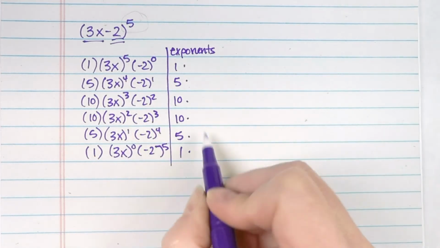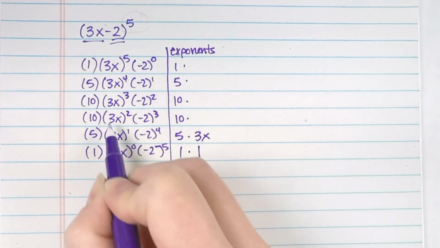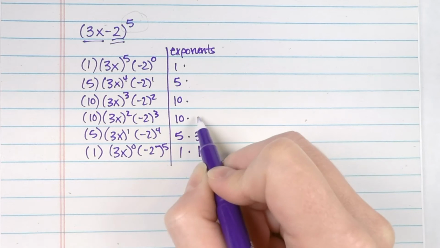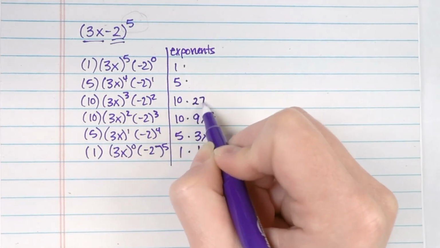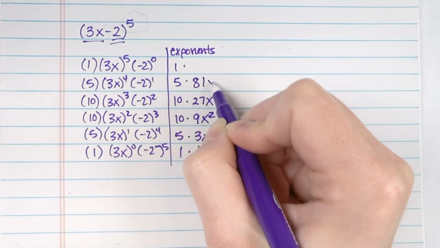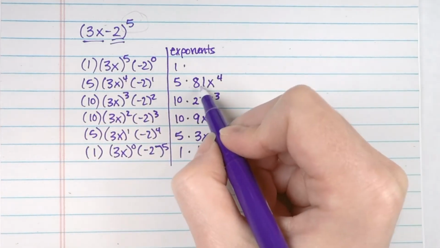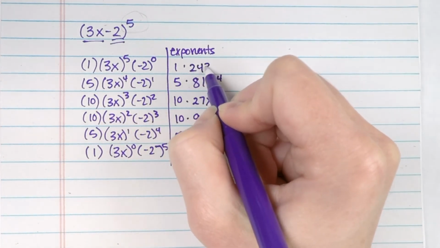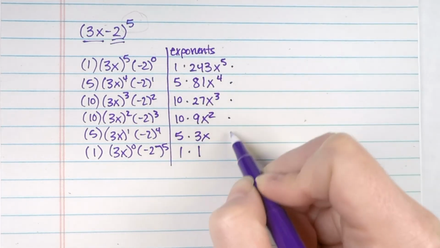So here, 3x to the 0, anything to the 0 power gives me 1. 3x to the first power is 3x. Here, 3x squared, don't forget to square the 3, so this gives me 9x squared. 3x cubed, that will give me 27x to the third power. 3x to the fourth power, that will give me 81x to the fourth power. And then finally for the last one, 3 to the fifth, times 81 by 3, and we get 243x to the fifth power. I'm going to put in my multiplication signs.